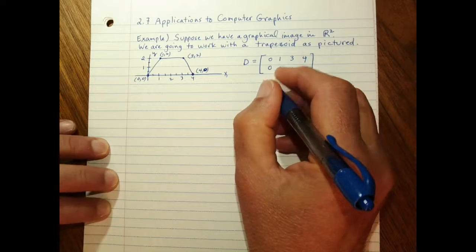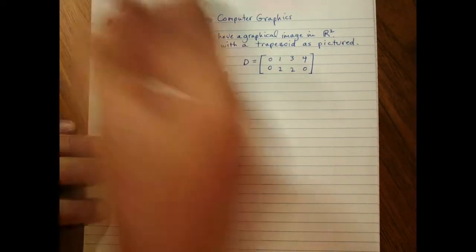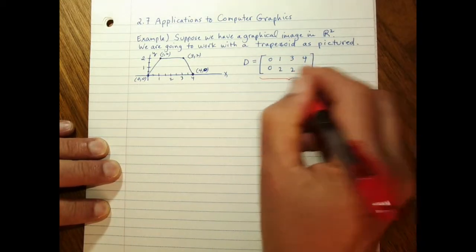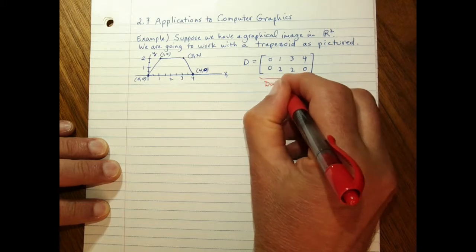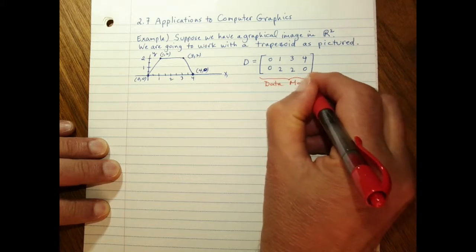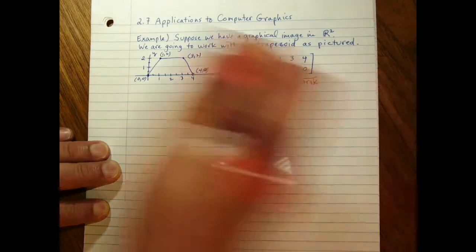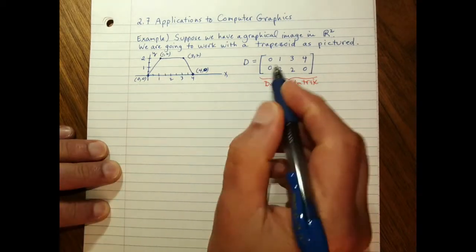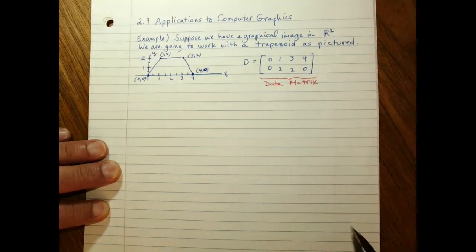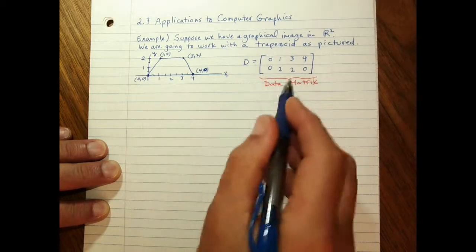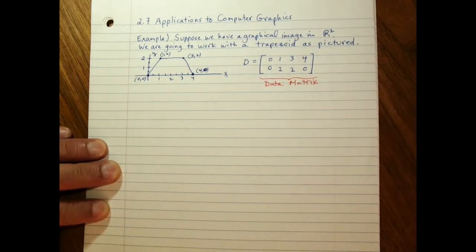And we call this kind of matrix a data matrix. And it just contains our data. It just contains the coordinates of the 4 points of our trapezoid. If we had more points, we would have more columns to our matrix.